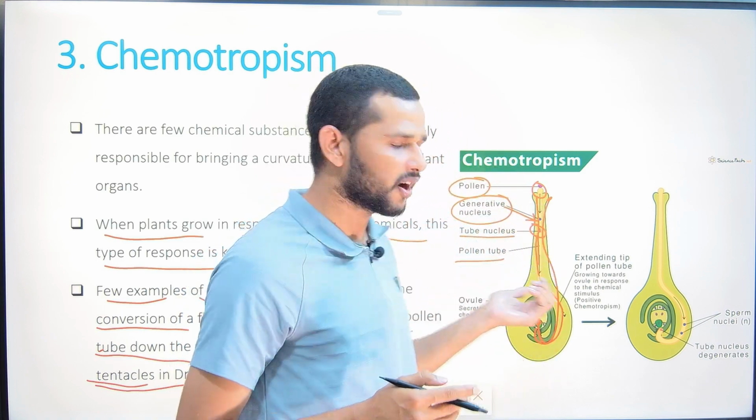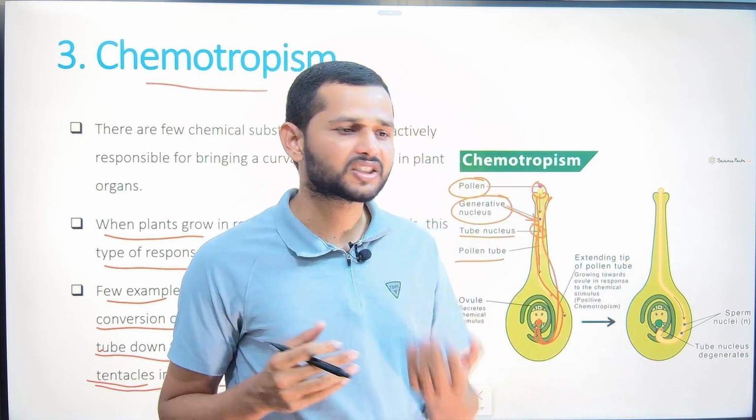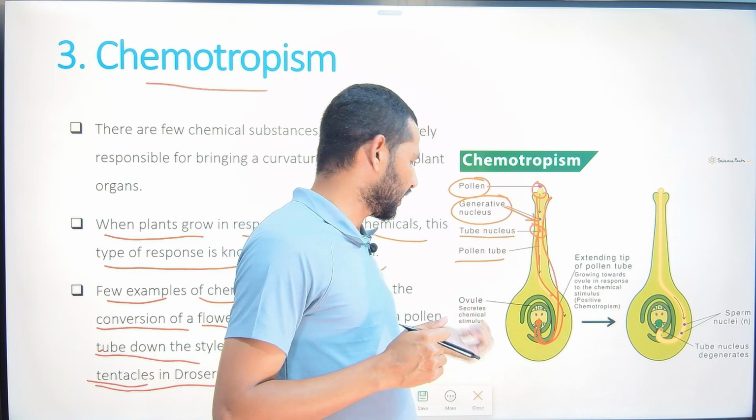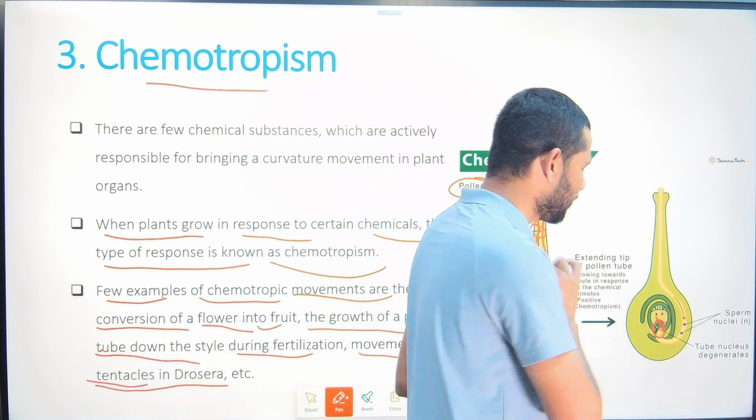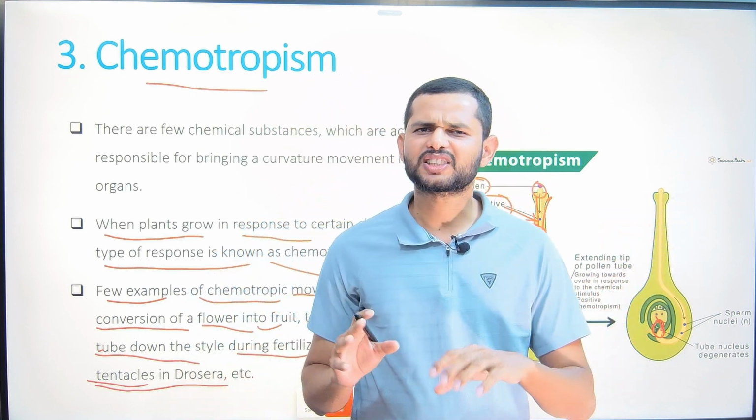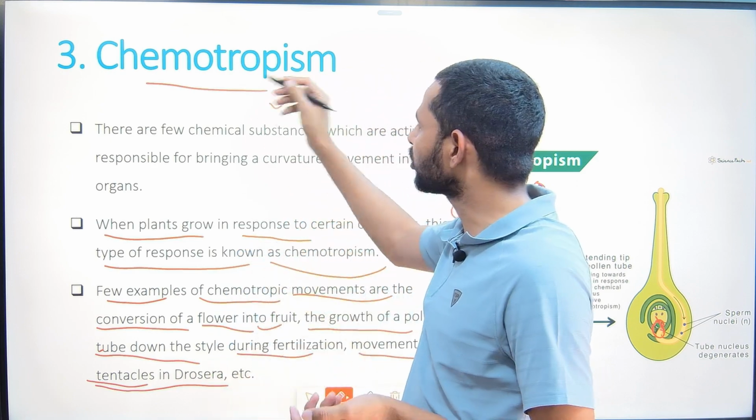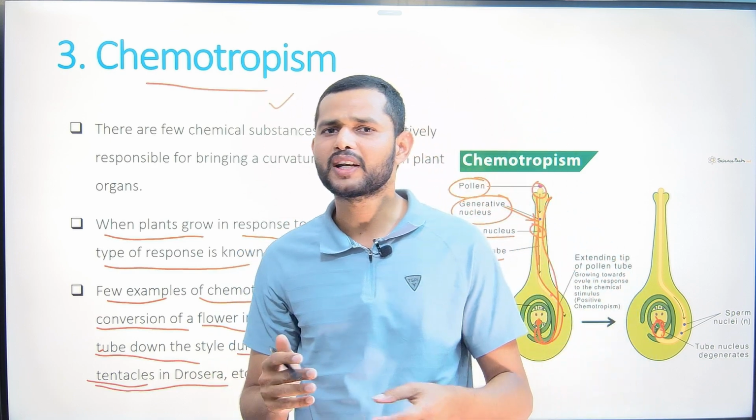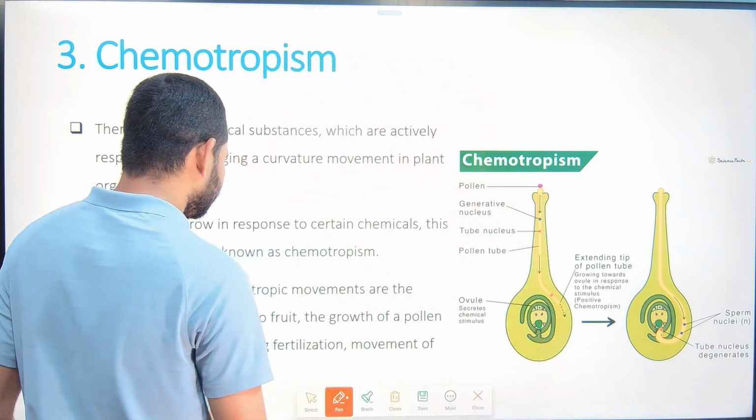It is because of what? Because of chemotropism, because some chemicals attract the pollen nuclei to fertilize the plant. Okay, so you can see here fertilization happens. So it is the most important example. Here some nutrients also attract and promote chemotropism, like boron. Boron is the most important example for this movement.